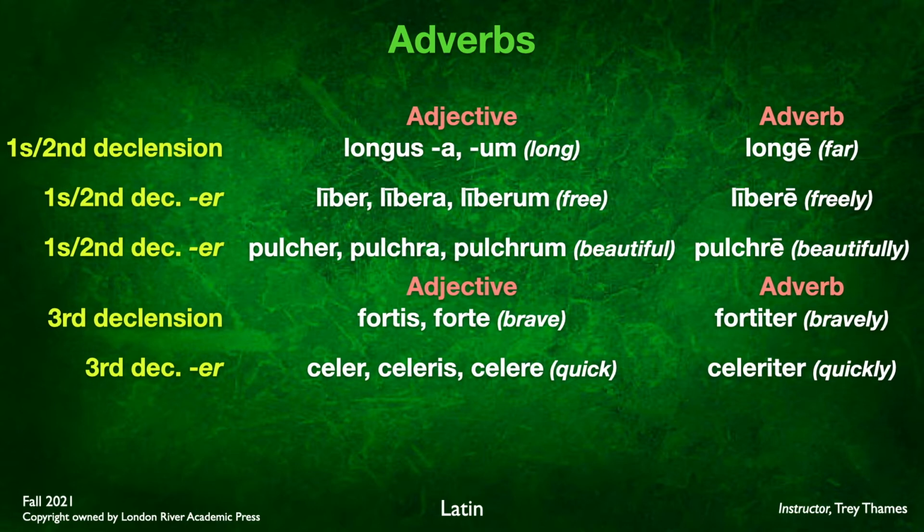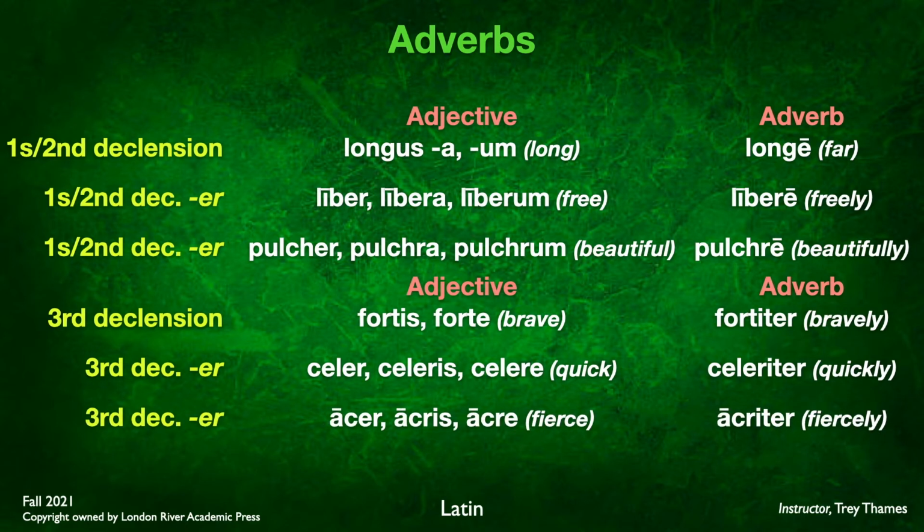All right, now, here's another third declension adjective that ends in ER. This one has a masculine, feminine, neuter form, acer, acris, acre. Again, the E has dropped out of the masculine, leaving the stem acr that you see in the feminine and the neuter. This means fierce. So we take that stem, acr, and to that we add -iter, and we end up with acriter, meaning fiercely. We've got one more example here.